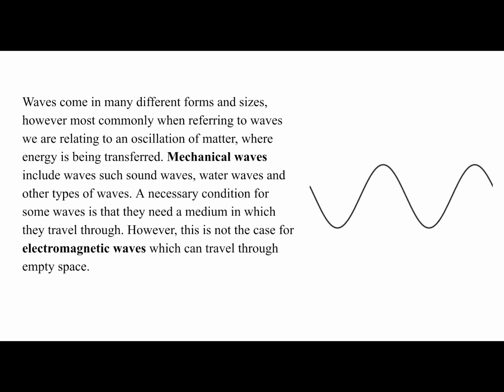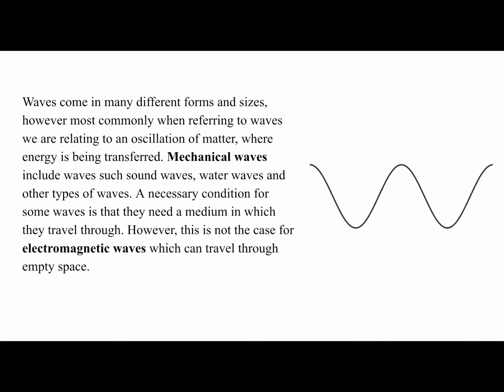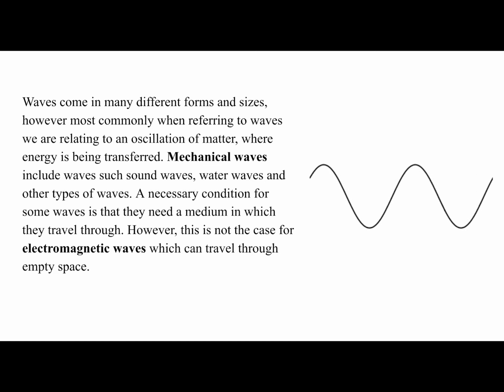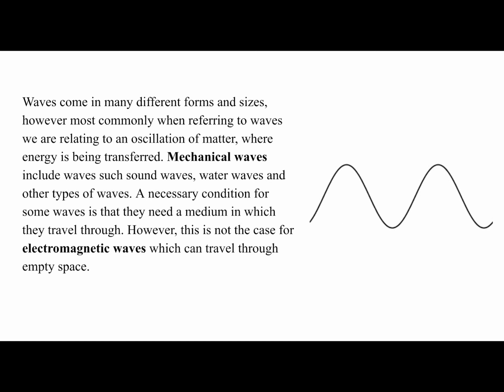To define a medium, we can say that it's a substance that makes it possible for the transfer of energy from one location to another location to occur. Examples of mediums could be air, water, or other substances in which waves can travel through.